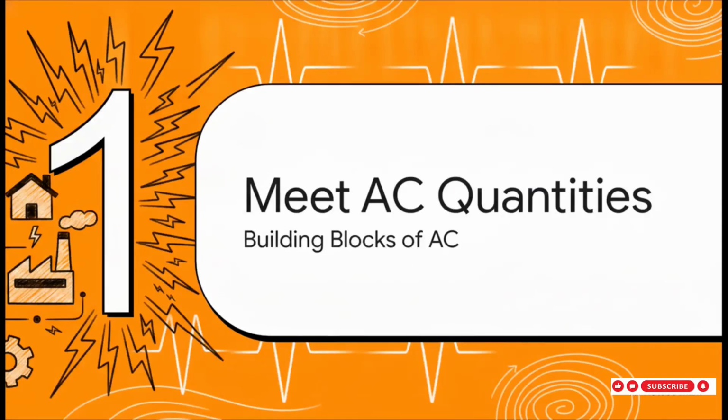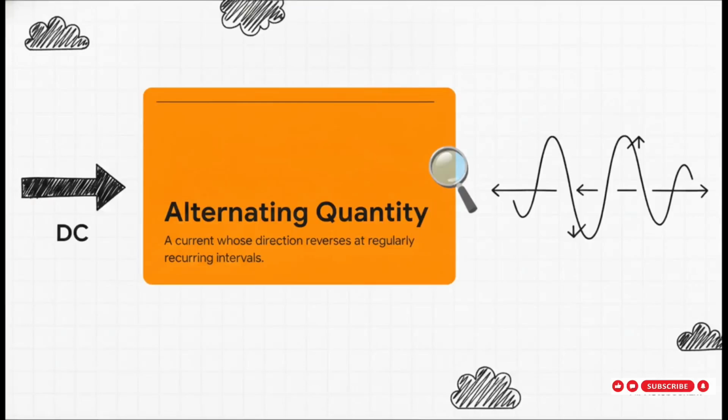Section 1. Meet the alternating quantity. Okay, let's dive into this by looking at the very energy that literally runs our homes and industries. To really get what an alternating quantity is, it helps to compare it to direct current. Direct current, or DC, is kind of like a one-way street, right? The current just continuously flows in one single direction. But an alternating quantity, whether we're talking voltage or current, doesn't just go one way. Its circuit direction reverses at regularly recurring intervals. So it's constantly flipping its direction and magnitude, flowing back and forth, positive to negative, just over and over again.